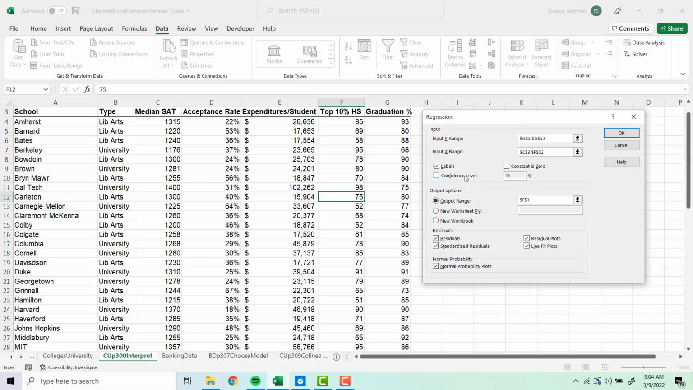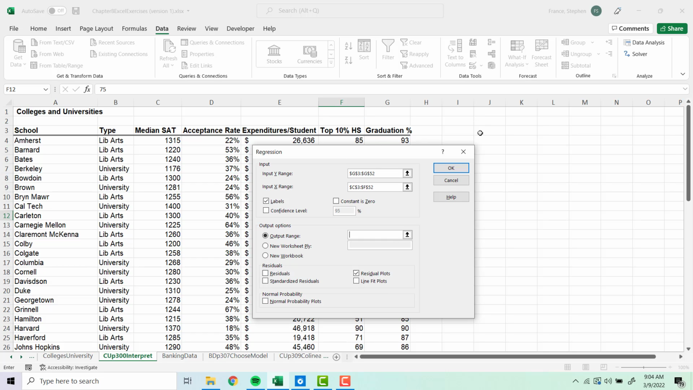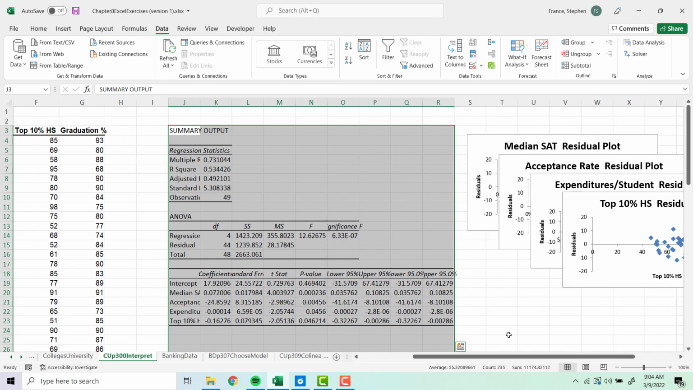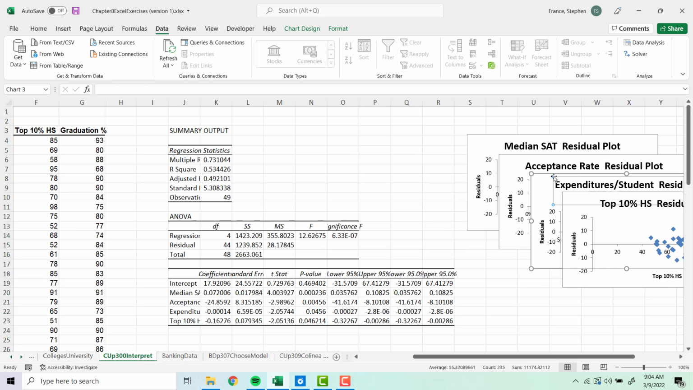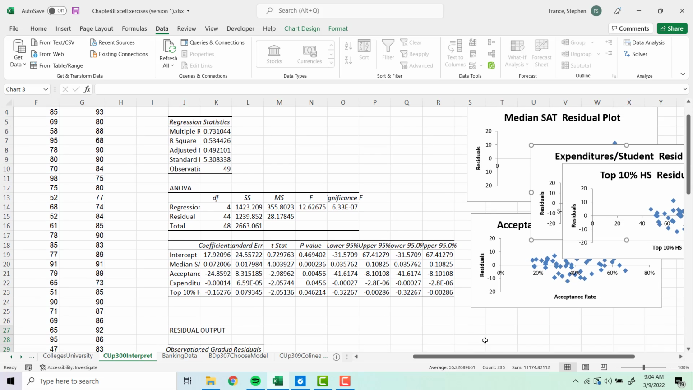Then we're not going to bother with anything else, except we're going to have the residual plot, because we're predominantly going to be looking at output. And we don't want it in F1 because that's going to overlap with our data. We'll put it here in J3. We've got multiple residual plots for the different x's.